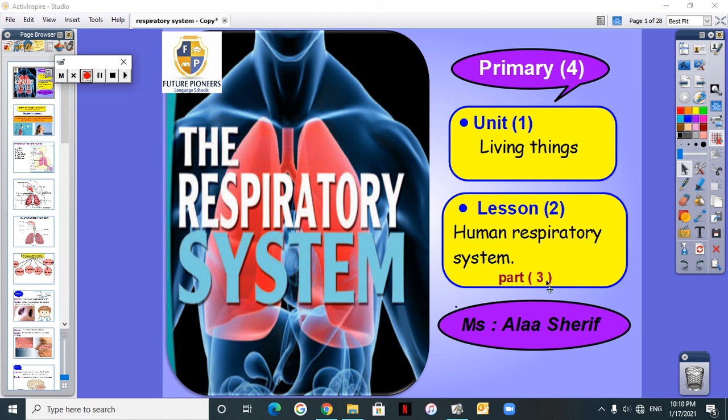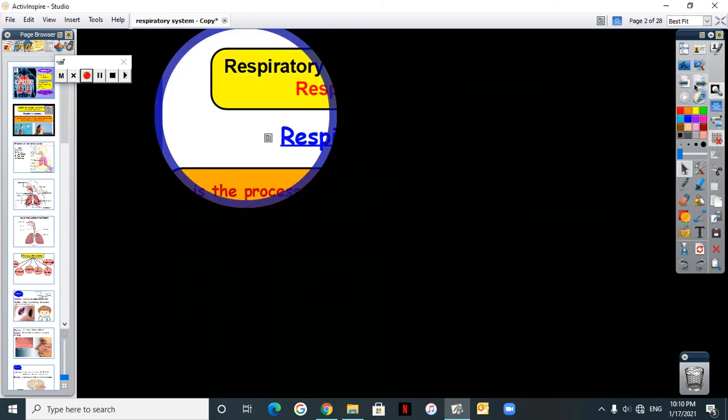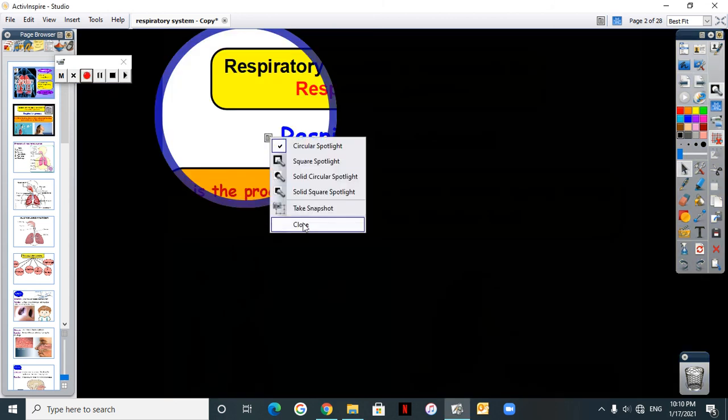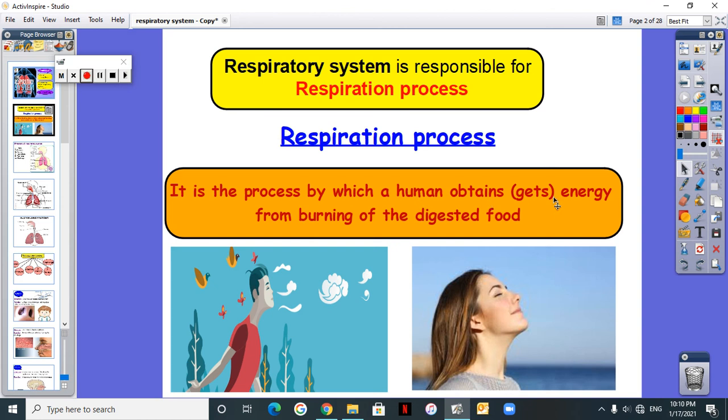Today we will talk about part 3 from lesson 2, which is called the Human Respiratory System. What is the meaning of respiration? Do you remember? It obtains energy from the burning of digested food.